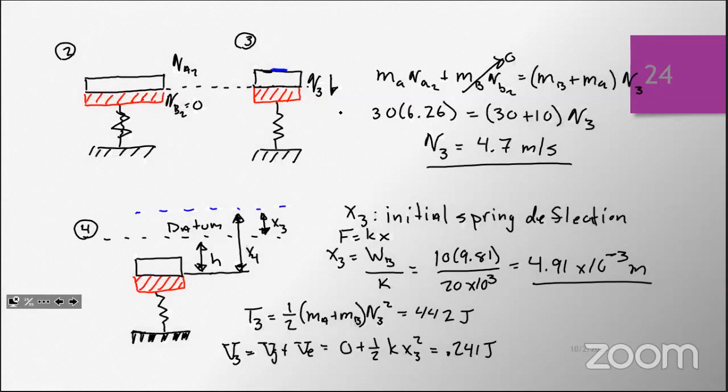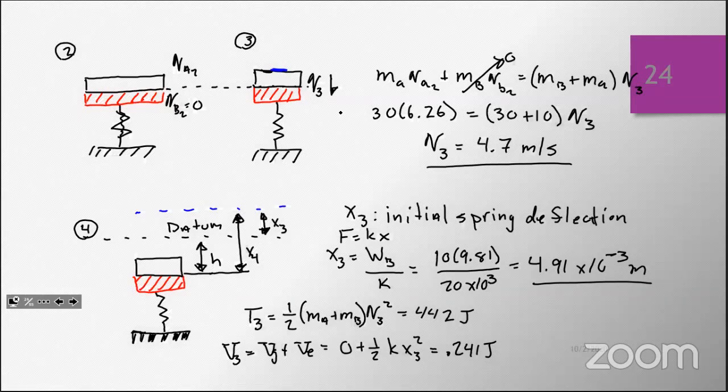Now, does that make sense? Would you have expected that velocity to be less or more after impact? Less, right? Why? Because it's heavier. If the momentum hasn't changed and you've increased the mass of the system, then the velocity has to decrease.